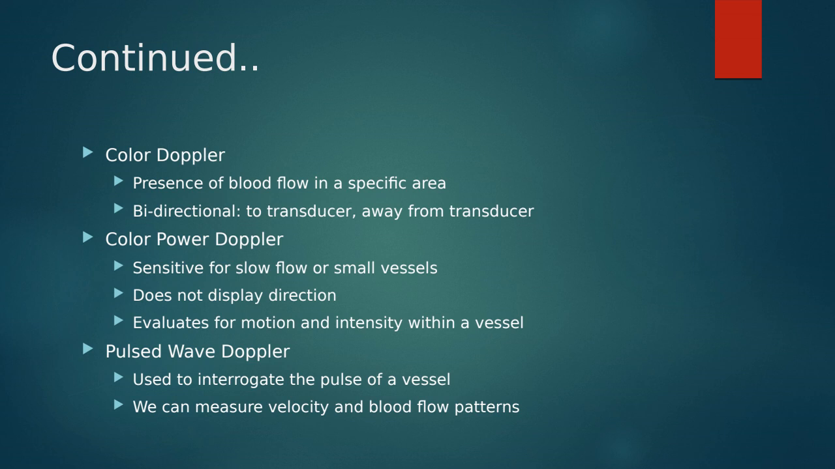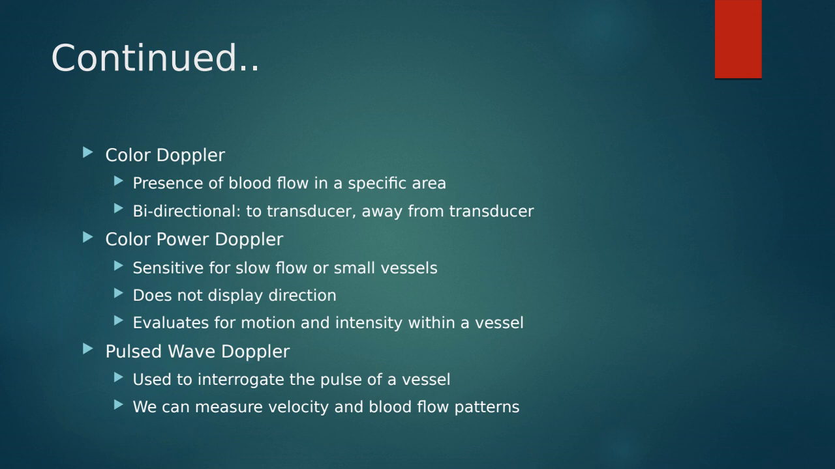Now, if we're struggling to find blood flow in a structure, there's a more sensitive version that we can use to pick up on really tiny blood vessels, or maybe blood vessels that are moving too slow for our standard color Doppler to pick up. That's going to be our color power Doppler. Now, the problem with color power Doppler is that it's not going to be able to display a direction for us. It just tells us, is there flow here or not?